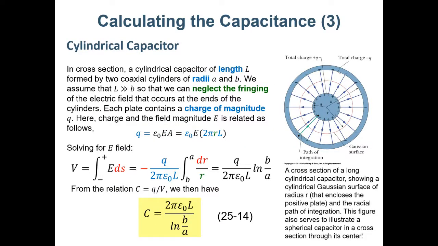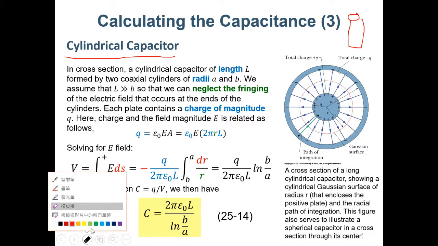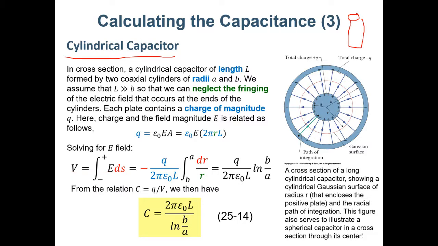Okay, the next one, the cylindrical capacitor. Although it is drawn as two circles, it should be something like this. Maybe I'll use another color. The outer one would be something like this.